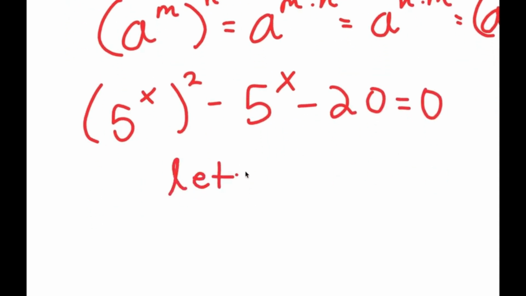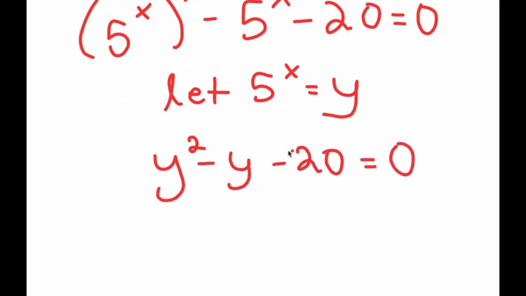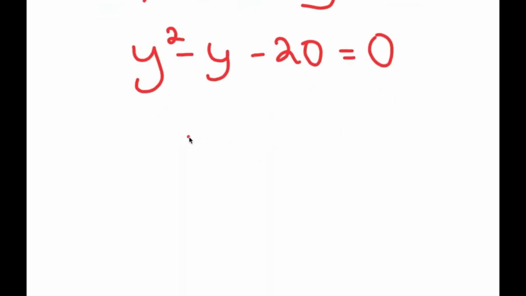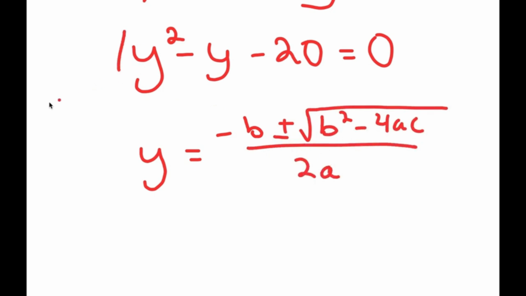And now I'm going to let 5 to the power of x is equal to y, so I get y squared minus y minus 20 is equal to 0. Now, to solve this, I'm going to be using the quadratic formula, which is negative b plus or minus the square root of b squared minus 4ac all over 2a. So in this case, a is 1, b is negative 1, and c is negative 20.